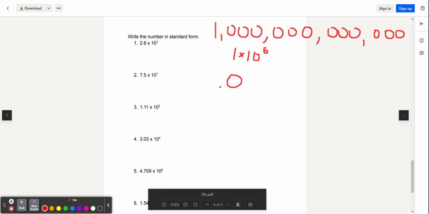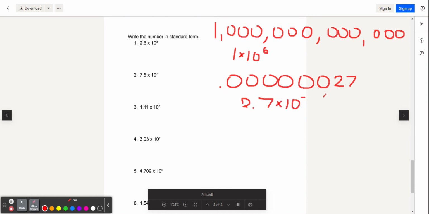The same goes for very small numbers. For instance, this number right here is kind of a pain to write out, but you could also represent it as 2.7 times 10 to the negative, that's right, negative. And how many? Well, let's see. 1, 2, 3, 4, 5, 6, 7. The decimal point would move right 7 places, so the answer is 10 to the negative 7.